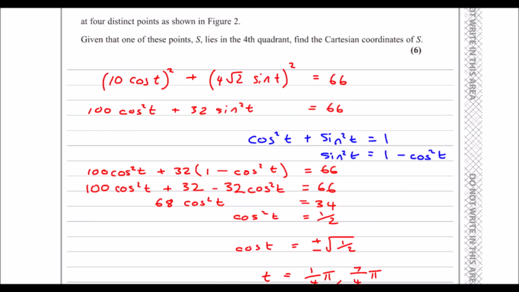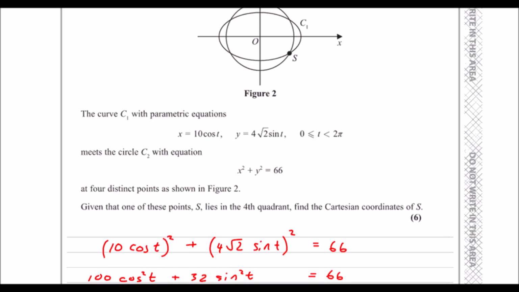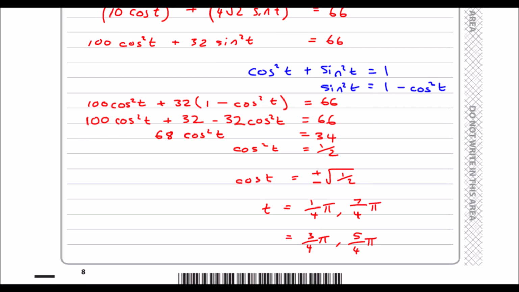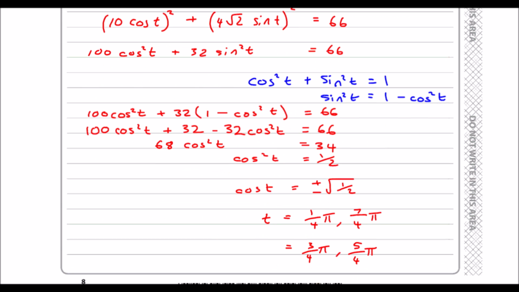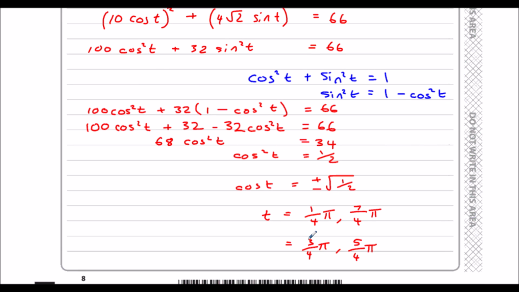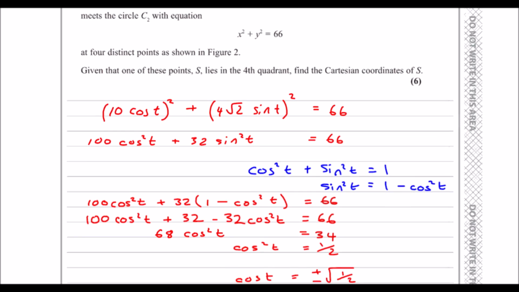So there are 4 t values we've got. We want to know the coordinates of S. So we just need to substitute these t values in for x and y to see the coordinates of both of them. So let's just substitute in. We've got all 4 answers here. We don't really know which one is going to give us S. One of these t values will give us a positive x and a negative y. So we're just going to have to substitute in and see.